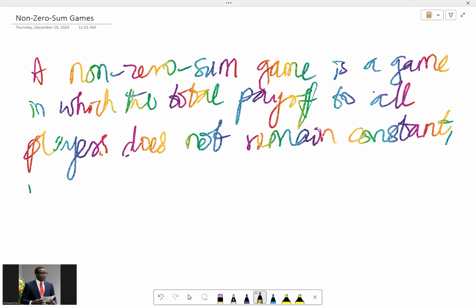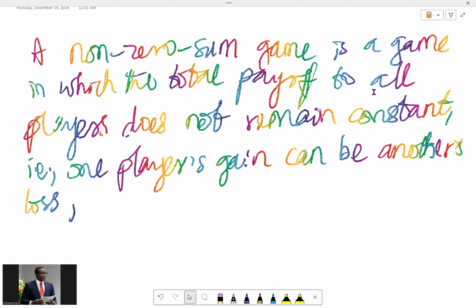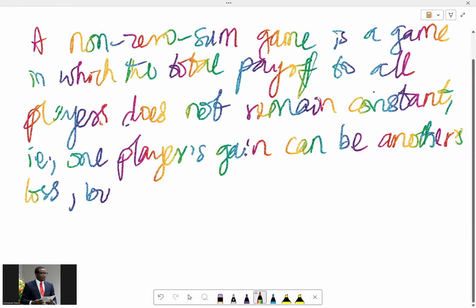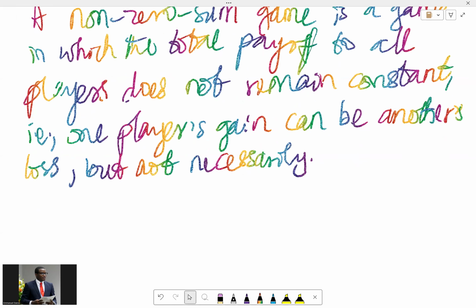What that simply means is that one player's gain can be another's loss. Of course, that sounds like a zero-sum game, right? But in the case of a non-zero-sum game, that is only a possibility. It is not necessary. It is really necessary in the case of a zero-sum game, but it's not necessary here.